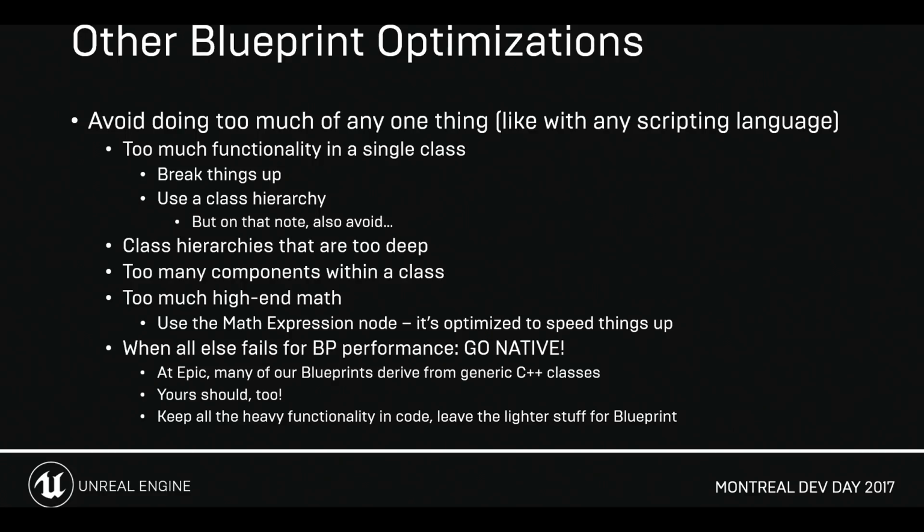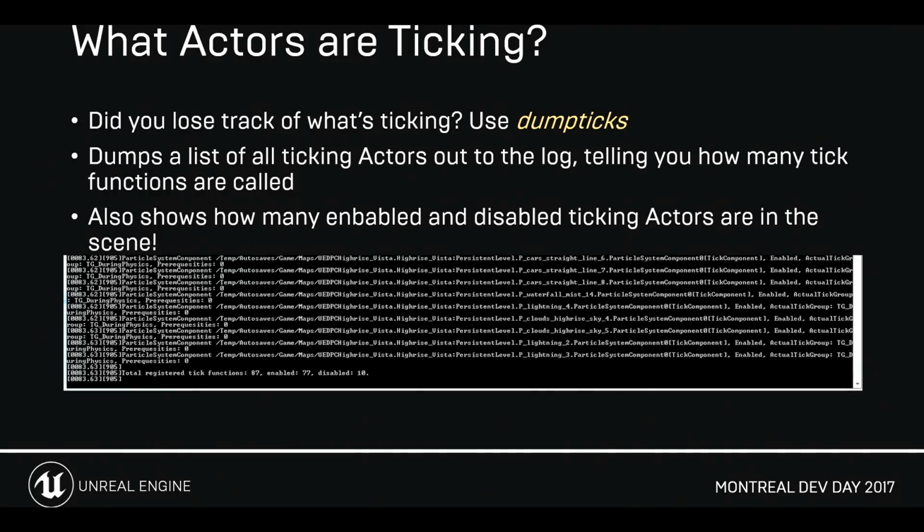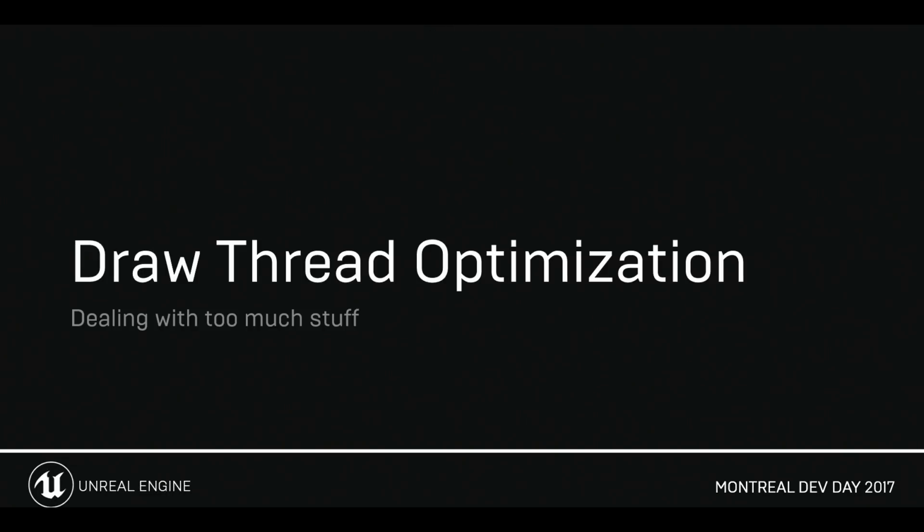All right, knowing what actors are ticking, there's actually a command for that too. There's dump ticks. This will just list off everything in your scene that is ticking right now, and you probably can't read it from back there, but it tells you how many tick functions are being used, how many of them have tick enabled, and how many of them don't. So that can be really, really useful as well.